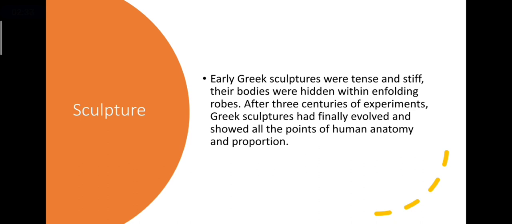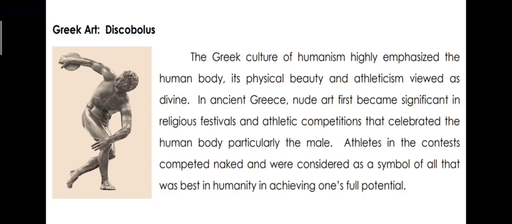Sculptures. Early Greek sculptures were tense and stiff. Their bodies were hidden within enfolding robes. After three centuries of experiments, Greek sculptures had finally evolved and showed all the points of human anatomy and proportion. This is an example of Greek sculpture.